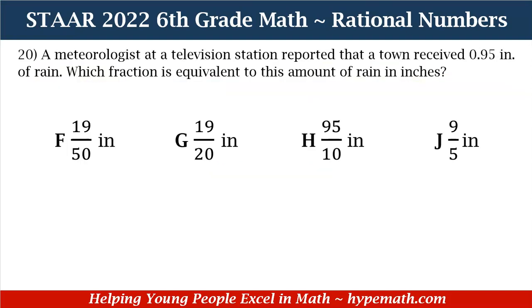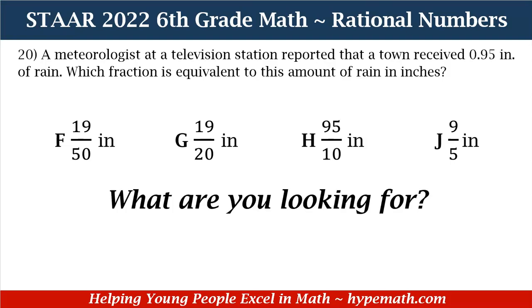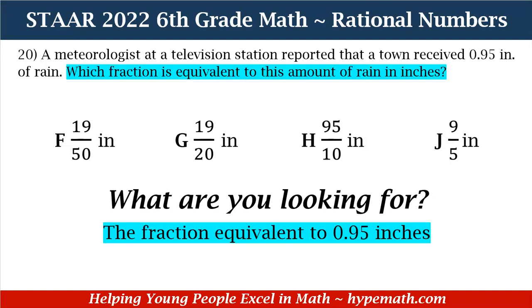Let's look at number 20. A meteorologist at a television station reported that a town received 0.95 inches of rain. Which fraction is equivalent to this amount of rain in inches? Is it F, 19 over 50 inches, G, 19 over 20 inches, H, 95 over 10 inches, or J, 9 over 5 inches? In order to answer this question, you already know what we need to do. We need to find what we are looking for. And we are looking for the fraction equivalent to 0.95 inches.